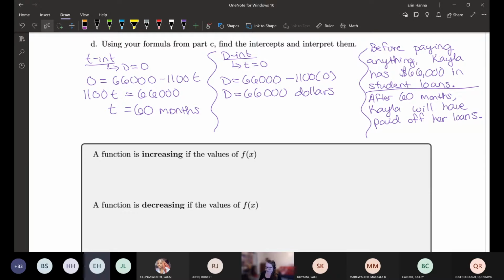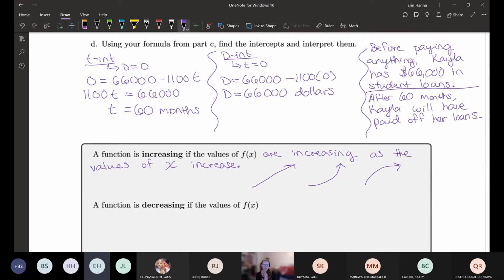Anyway, so a definition. A function is increasing if the values of f of x are increasing as the values of x increase. So, we've got, that was supposed to be a straight line. We've got a couple options. It could also kind of curve a little bit.